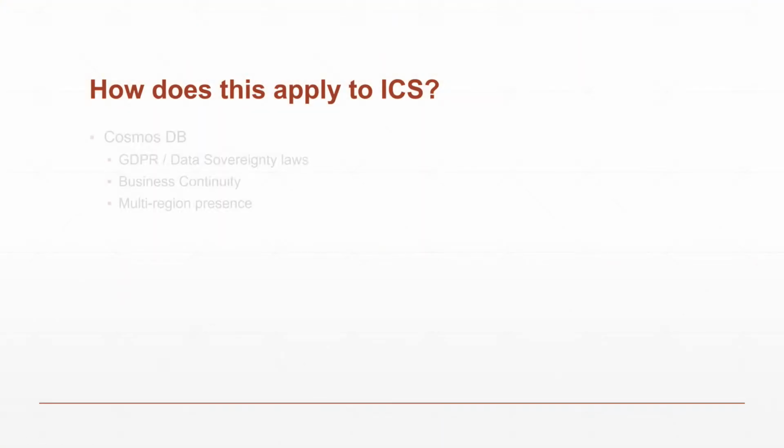So just to wrap up a little bit, how does this apply to ICS? I think Cosmos DB has a huge play if you're thinking about global data sovereignty laws where you might have specific requirements. If you're thinking about business continuity, it was pretty hard to click that button, but if you can drag your mouse up there and click it, you might have business continuity. Multi-region presence, maybe you have a distributed workforce, like the missionary workforce, distributed globally like that.